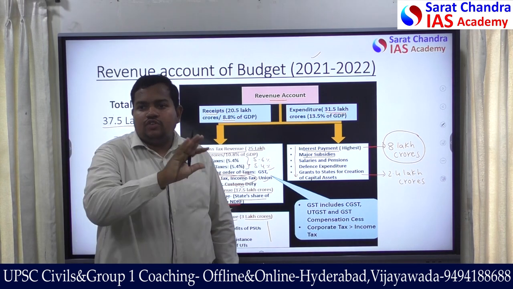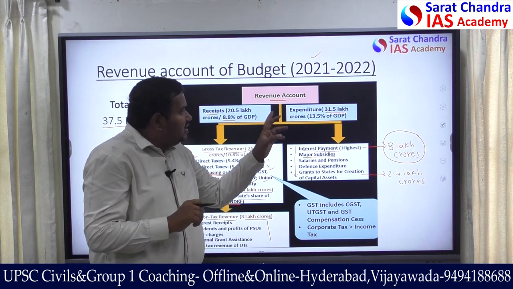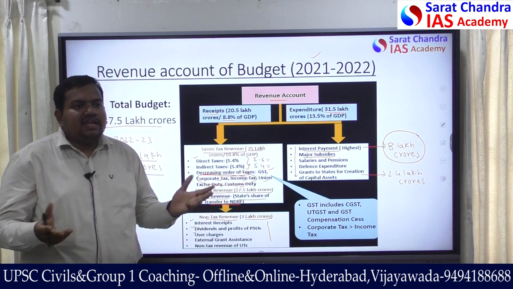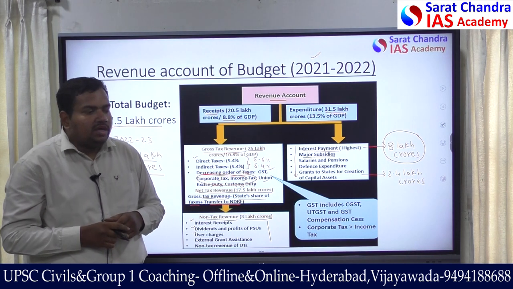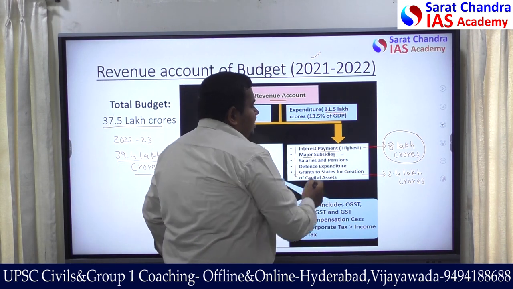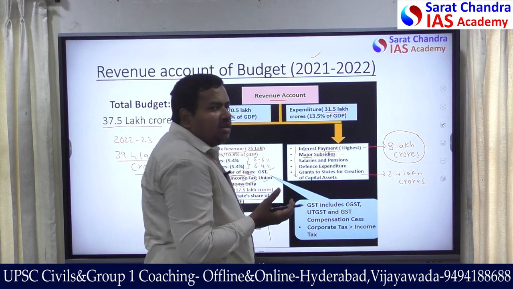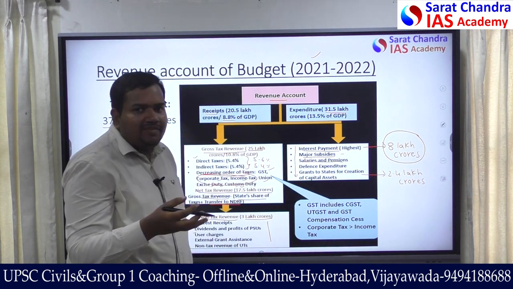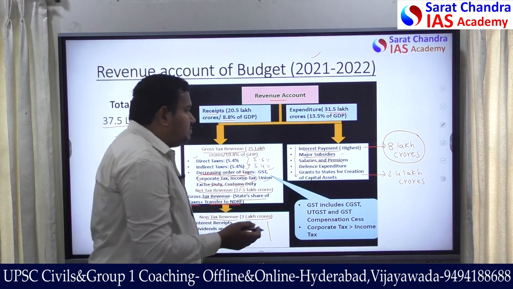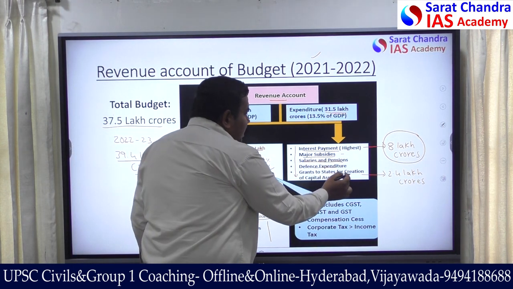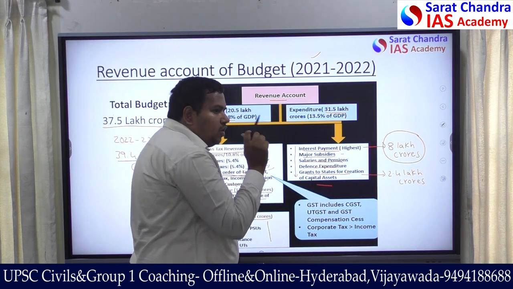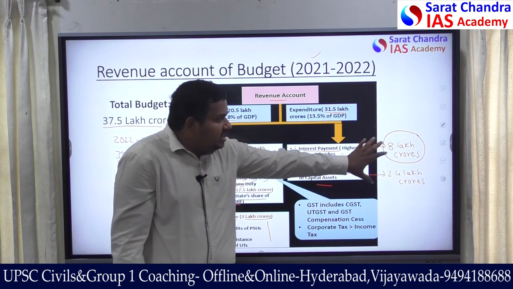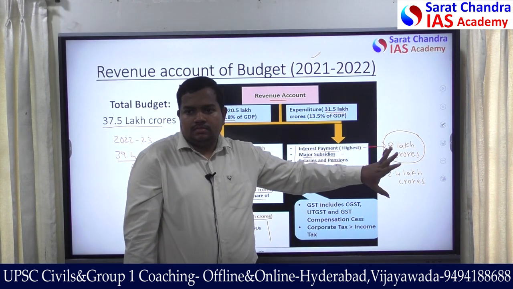substantial portion, almost 1/4. So, 1/4 of the revenue expenditure is just going for interest payments, which is actually not a good thing. And after that, subsidies, again, not that good. Similarly, salaries and pensions, this we anyway have to incur, that is okay. Defense expenditure. And grants to states for creation of capital assets. How much is it? 2.4 lakh crore. Why we need to know these two values, you will understand later.